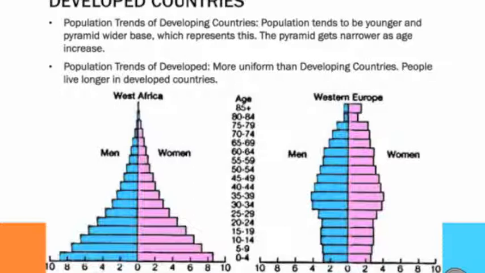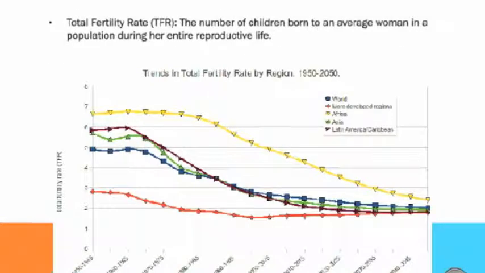Population trends of developed countries are usually more uniform than developing countries, and people live longer in developed countries, and you can see that on the right. The total fertility rate, or the TFR, is the number of children born to an average woman in a population during her entire reproductive life. As you can see, the developing countries tend to have higher TFRs than developed countries.